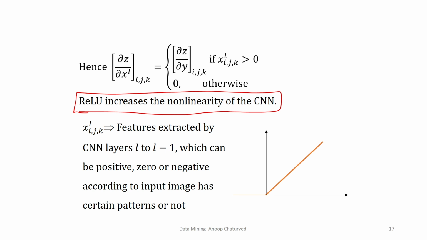So, for increasing the non-linearity of CNN, if we are using the ReLU, then basically what you are doing, you are simply truncating x I j k l, and these x I j k l are the features extracted by CNN layers L to L minus 1, which can be positive, 0 or negative according to whether the input image has certain patterns or not.